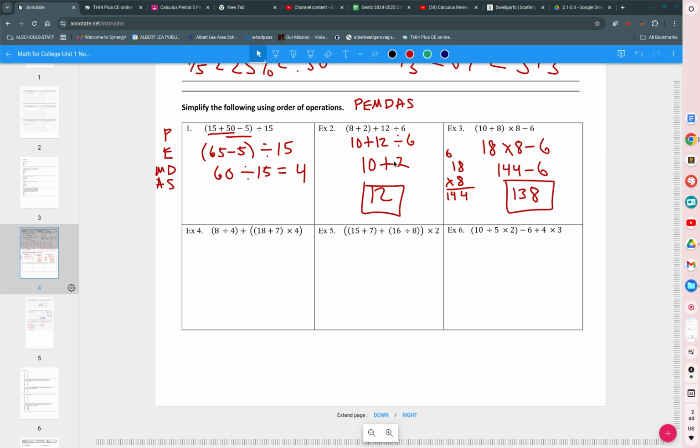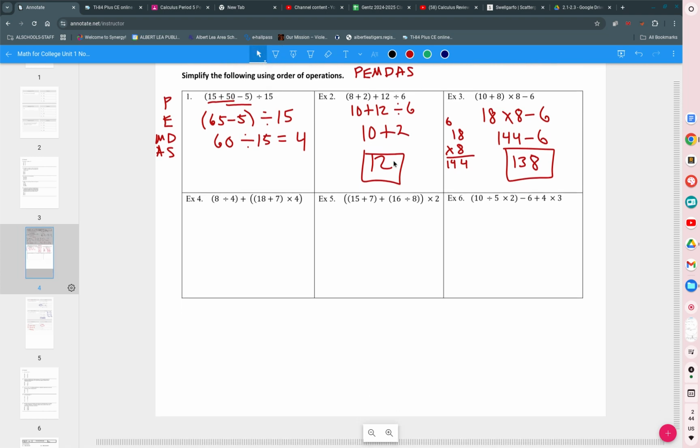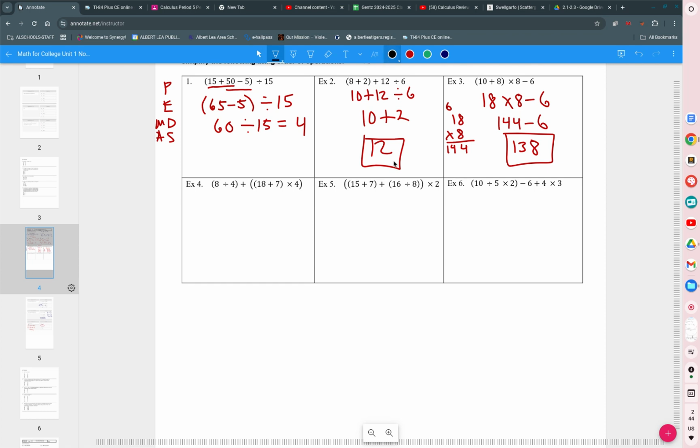I'll do the next two, and you can do the last one on your own, and we'll get to your assignment. 8 divided by 4 inside my parentheses is 2, plus, then 18 plus 7 is 25. I'm going to focus on the multiplication inside the parentheses right here. I have 2 plus 100. I get 102.